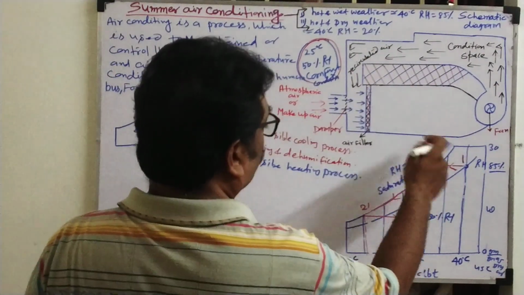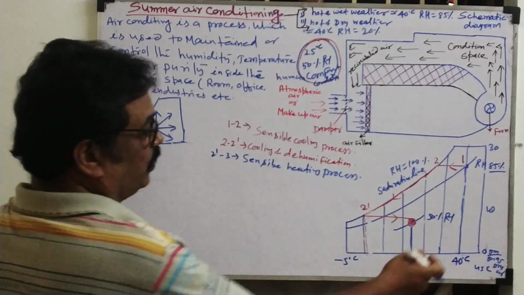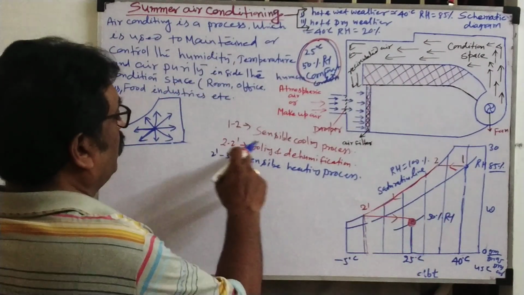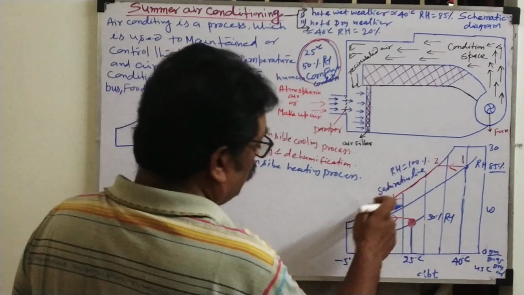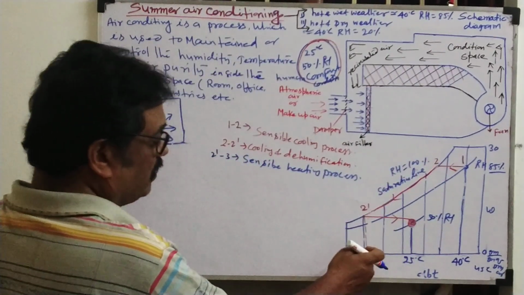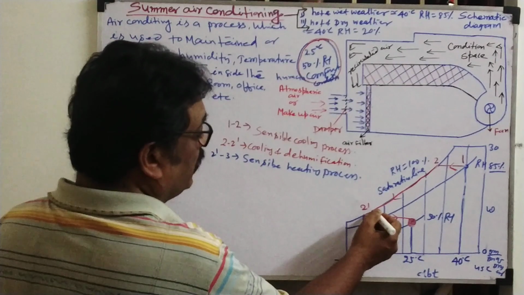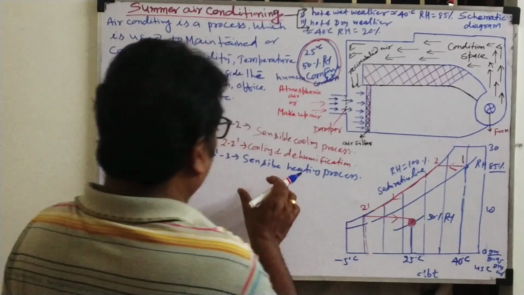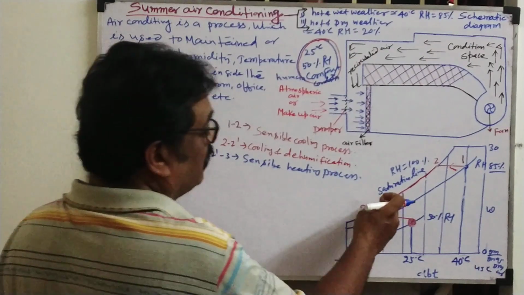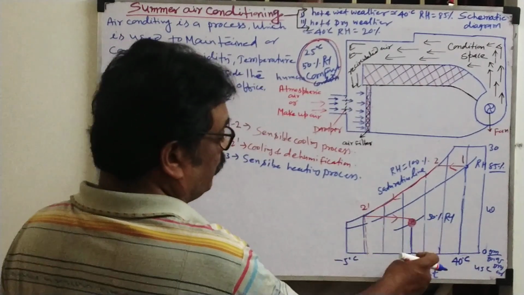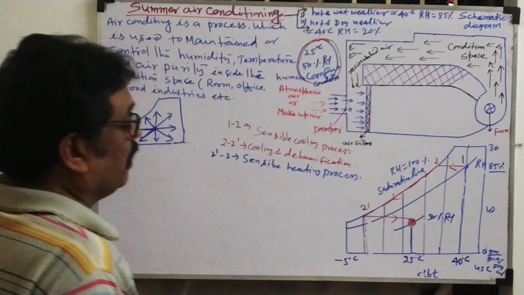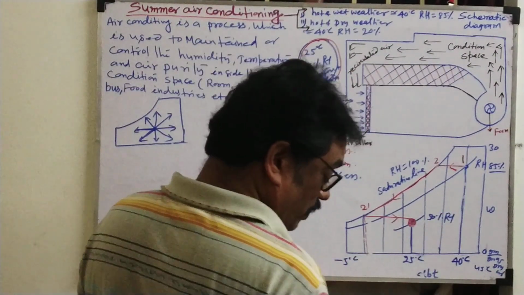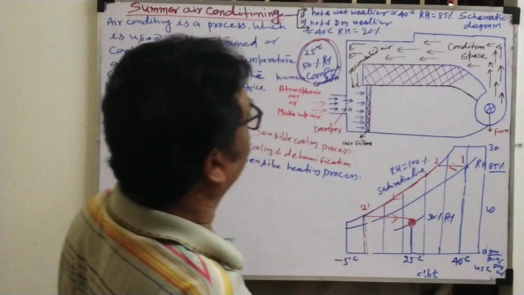1 to 2, sensible cooling process. During this process, temperature reduces, relative humidity is still 100%. During the cooling and dehumidification process, 2 to 2-, temperature reduces, but humidity will still be 100%. Now the third process will be 2-3. So what they did? Heating means moisture reduces and temperature improves. We got the conditions space, 25 degrees.